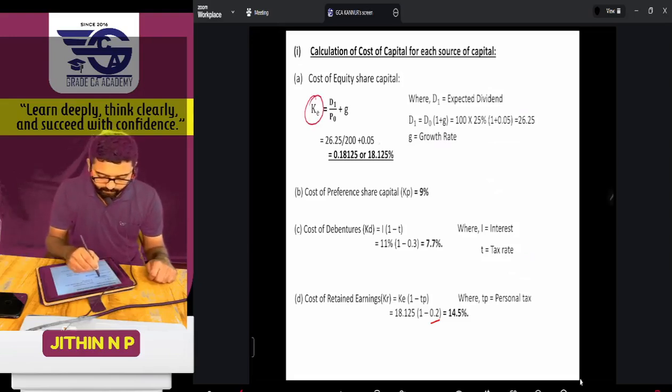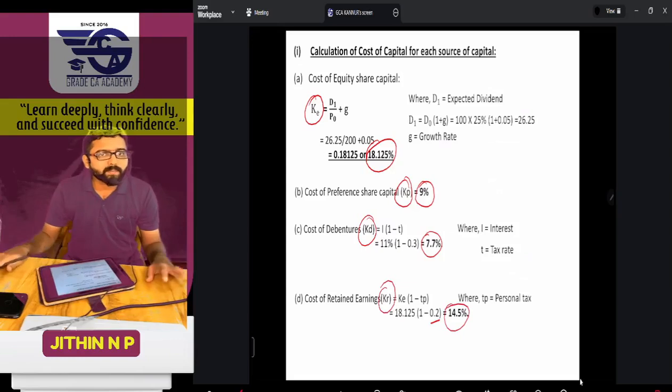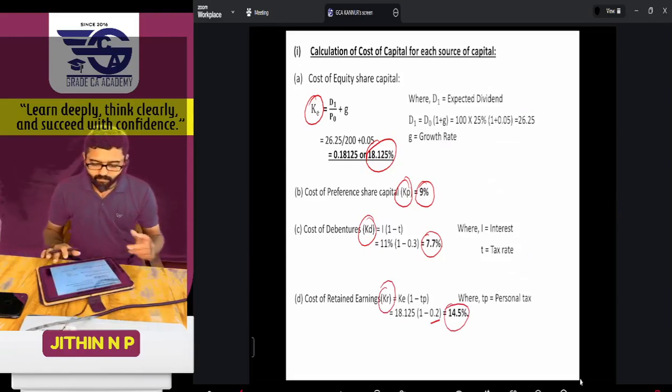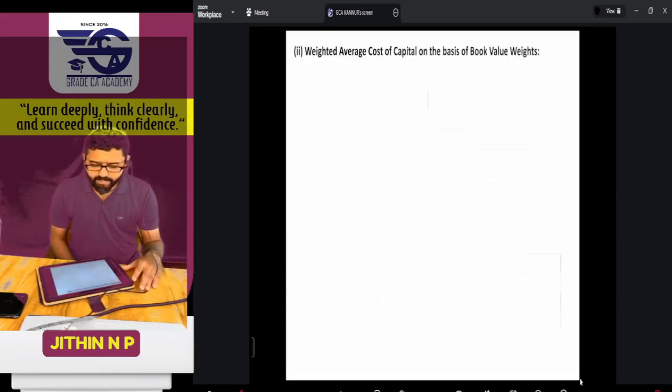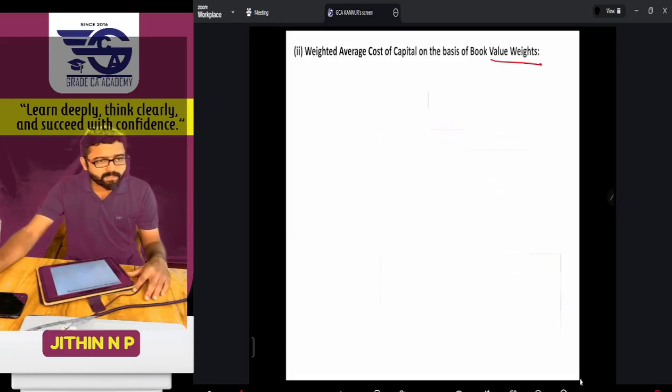K is 18.125. KP 9%. KD 7.7%. KR 14.5%. Clear? That means the first question's answer is over. Next one, weighted average cost of capital on the basis of book value weights. Next question, sir.